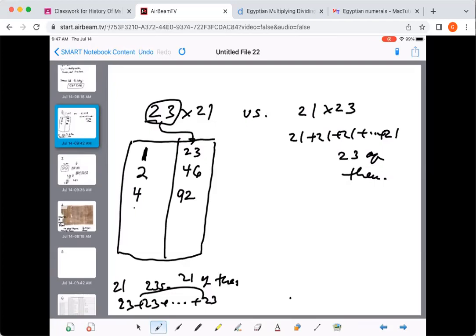I don't understand why they couldn't just add another 23 to the 46 to get the triple? Well, they're not going to need it. Let's see what they do with these numbers.